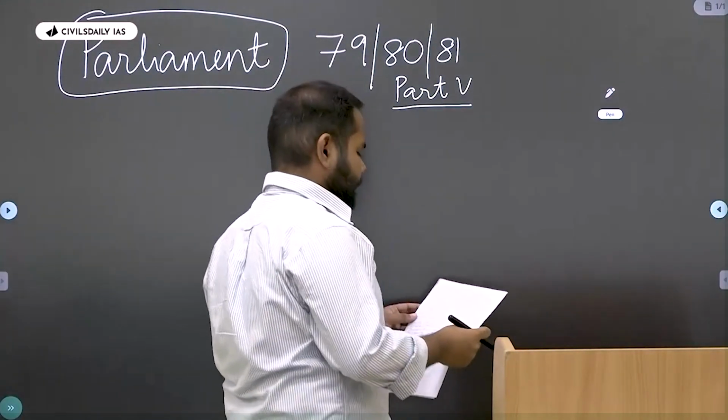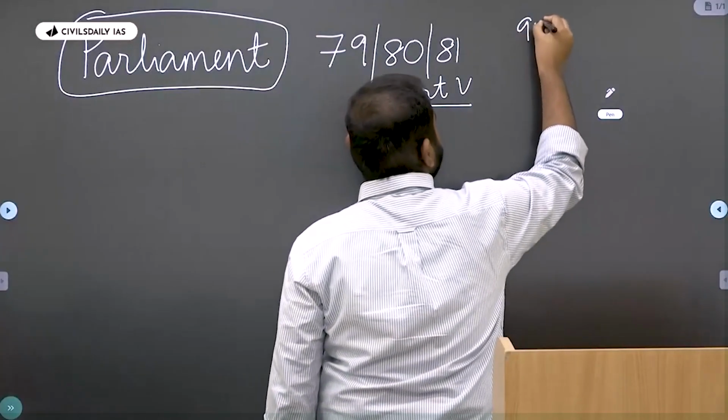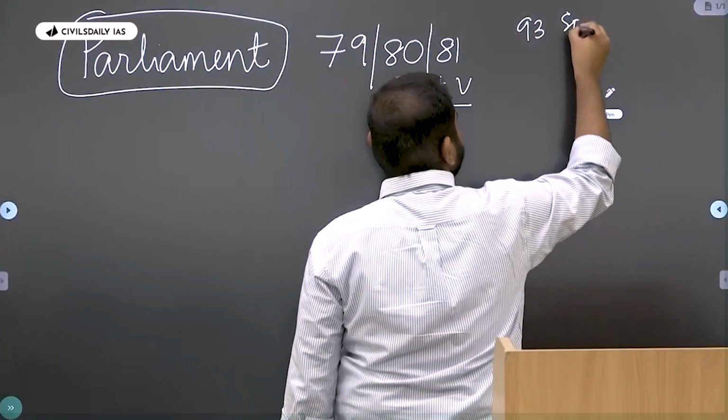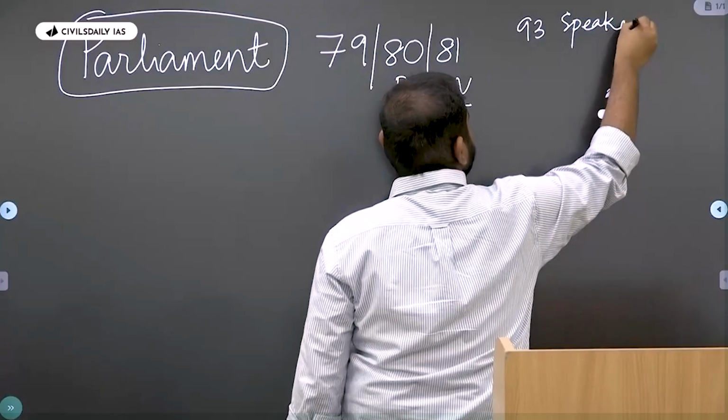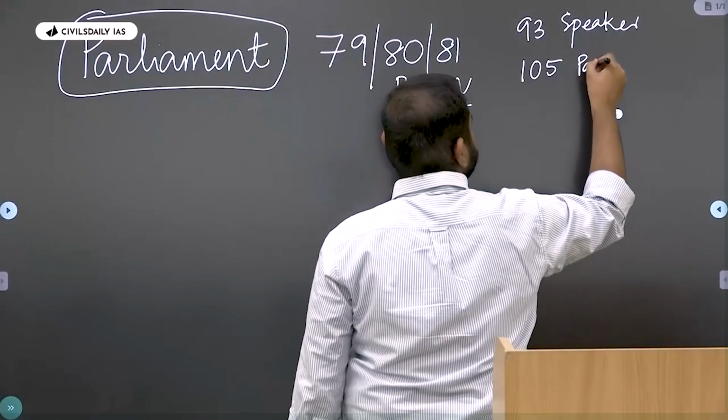Two more articles which become important are 93 for the Speaker, and 105, which is parliamentary privileges.